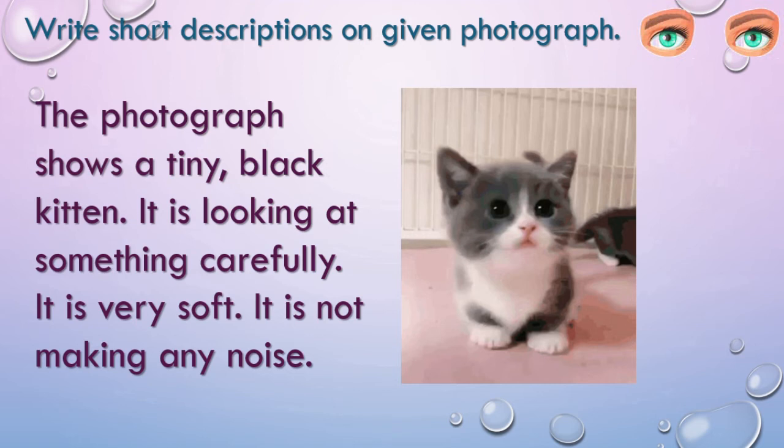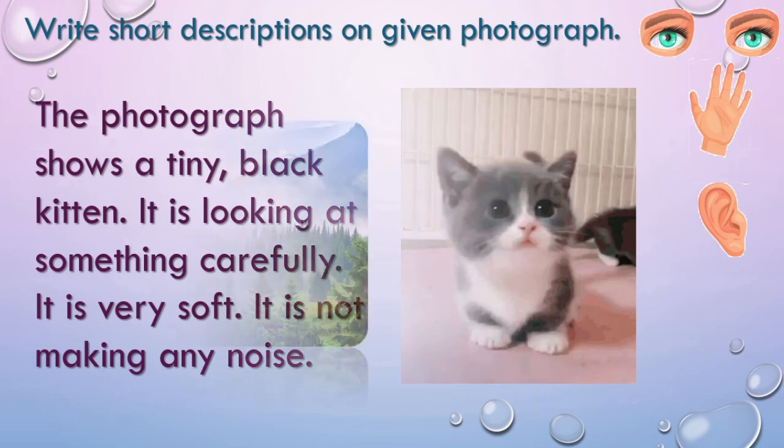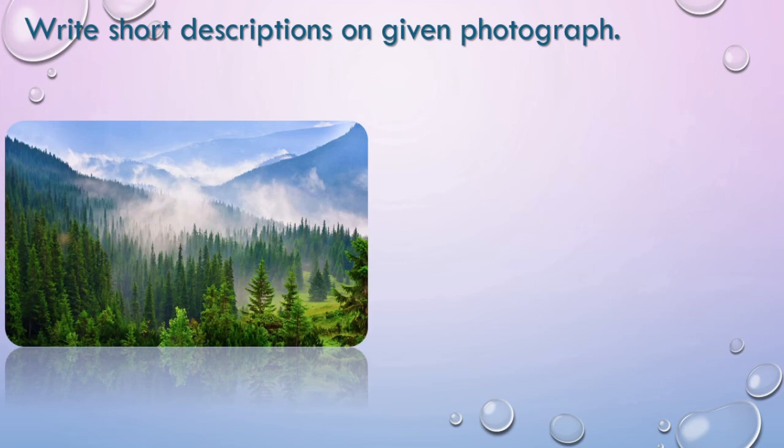And what about this? It is very soft. Who said this? The imagination of our touch, right? And it is not making any noise. That sense is given by our ears. Dear children, here we have used our three sensory organs, that is eyes, feel of touch and ears, to explain about this picture. Yes?